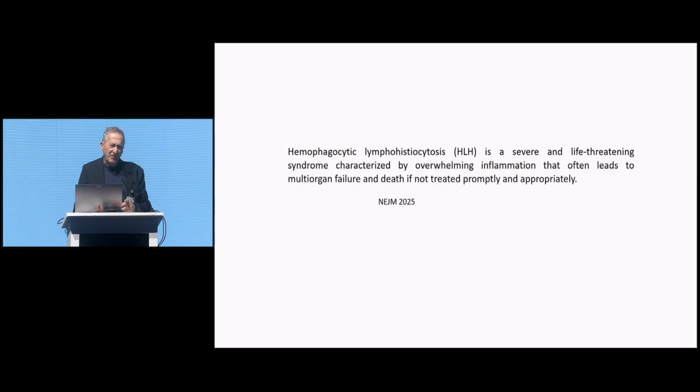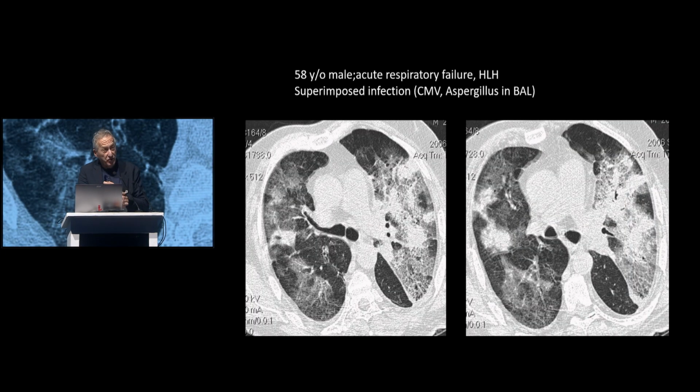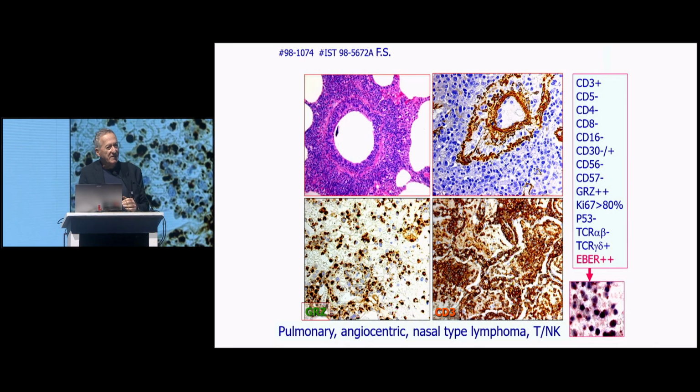One of the typical manifestations of the disease is the so-called hemophagocytic lymphohistiocytosis, and that can be tricky because the diagnosis can be difficult. Also, because of the significant lymphopenia, the patient can be confused with a typical infection. This was a 58-year-old male with acute respiratory failure and hemophagocytic syndrome, and in BAL we had cytomegalovirus and aspergillus, but we also had nodules in the lung, and the biopsy was diagnostic.